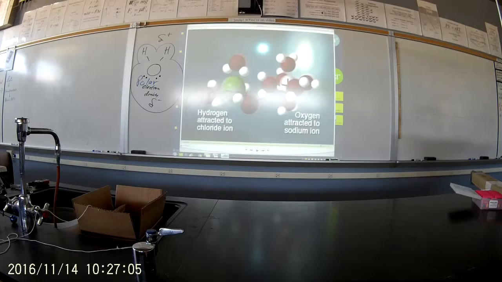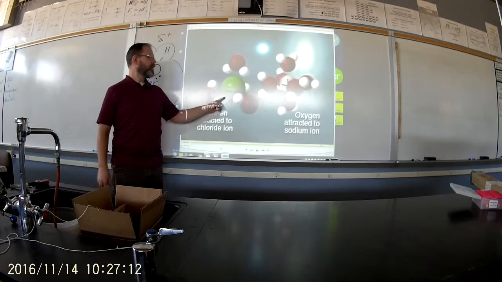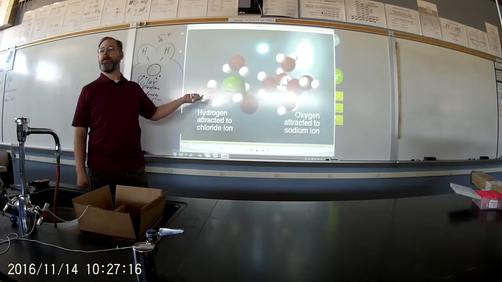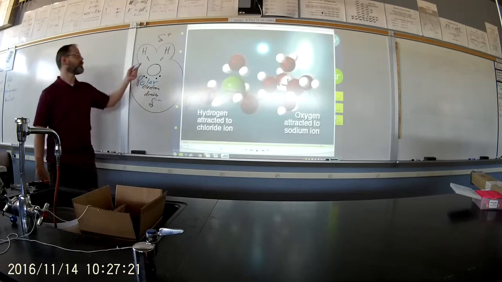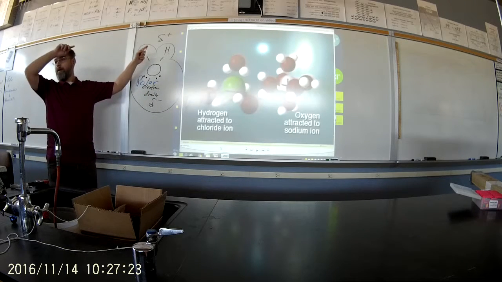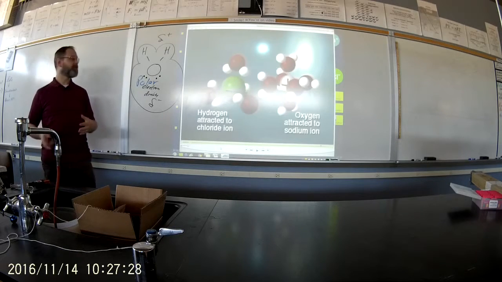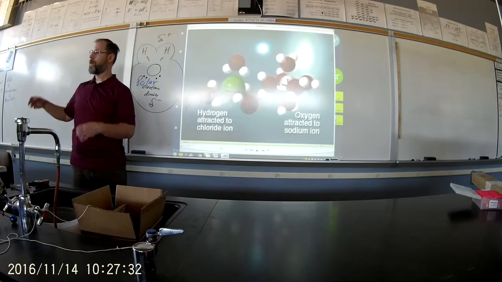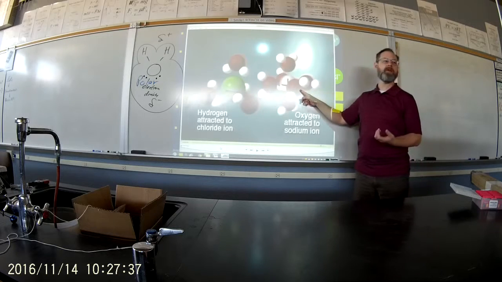Okay, this is huge, guys. This is big. Look at the side of the water molecule that is attracted to the anion. What side is attracted to the anion? The hydrogen side, or the partial positive side. So the partial positive side of the water molecule is attracted to the anion and pulls the anion out of the crystal.